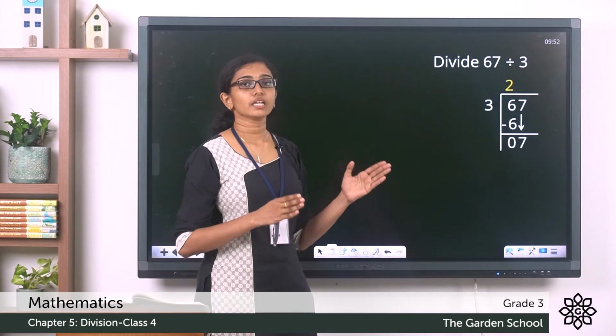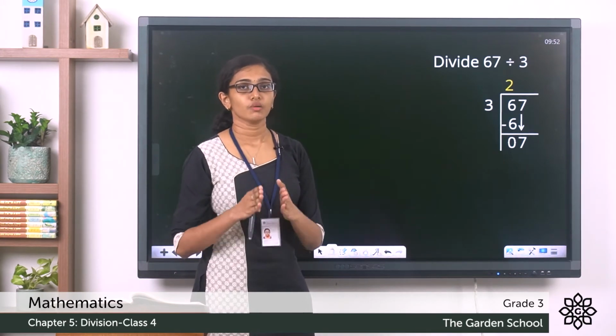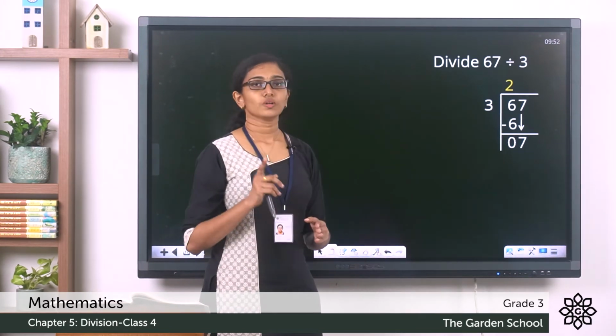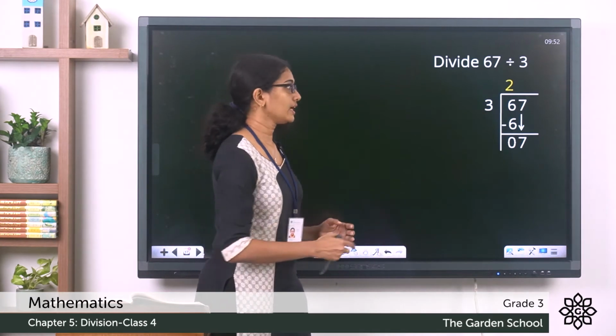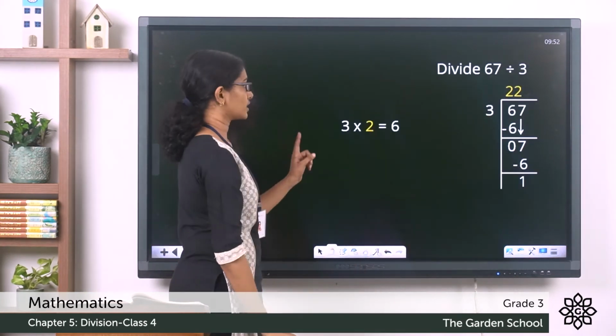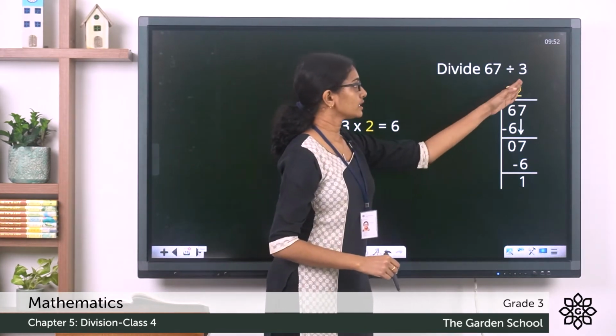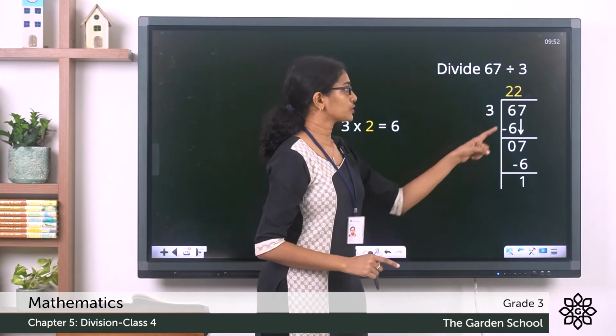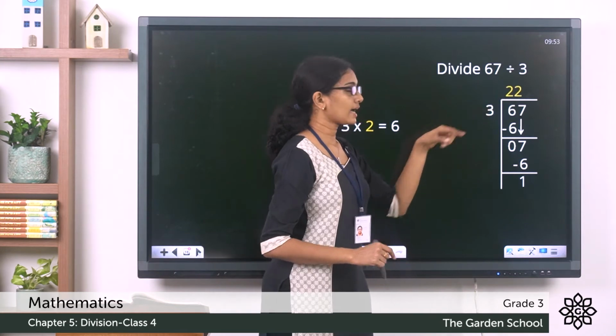So we got 3 into 2 or 3 twos are 6, which is just less than 7. So let's take that 2 here and write it here. So 3 twos are 6. So we have written that 2 here. The next step is to multiply this 2 and this 3.